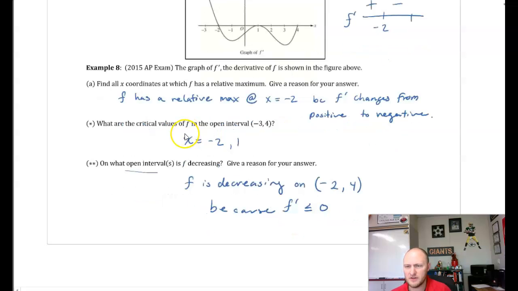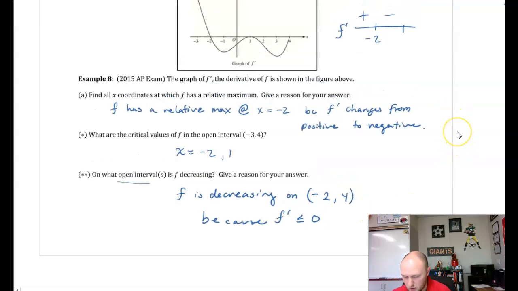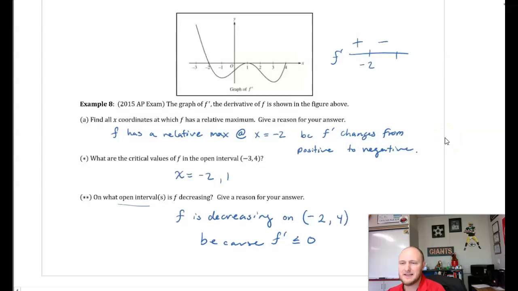And then for the last question, on what open intervals is f decreasing? Give a reason for your answer. Well, f is decreasing on -2 to 4, and that is because f prime is less than or equal to 0. Okay, so those were some questions from the AP exam.